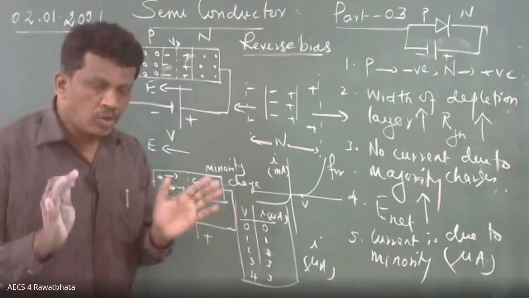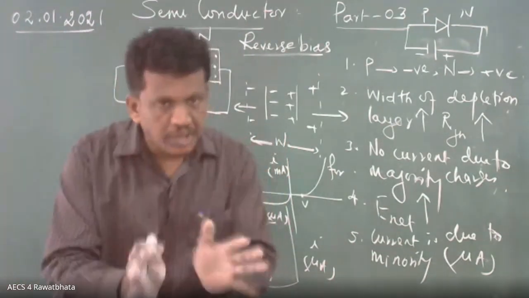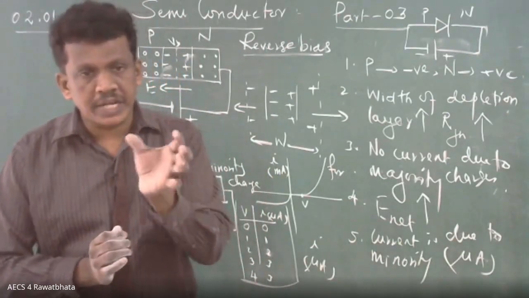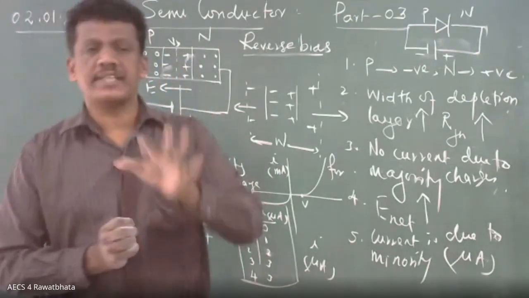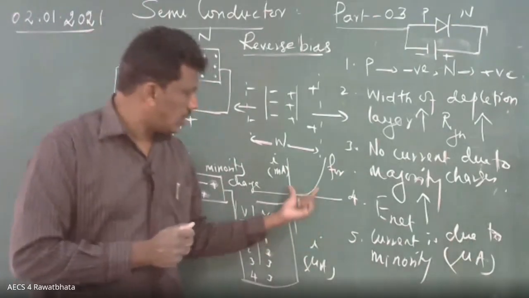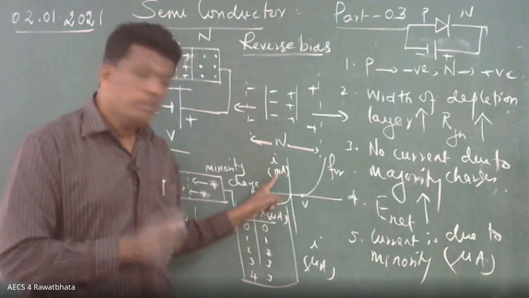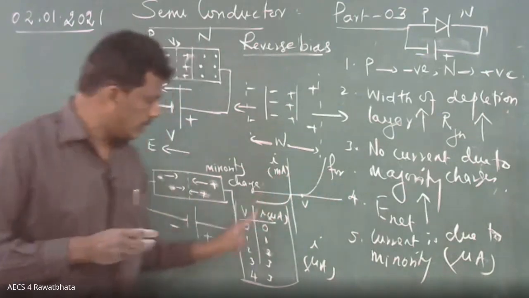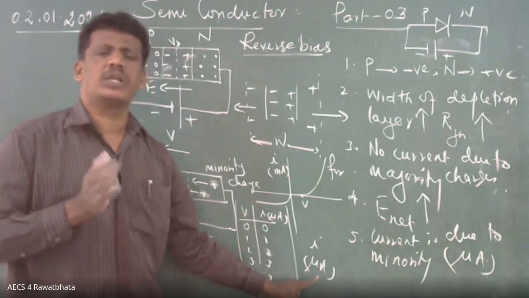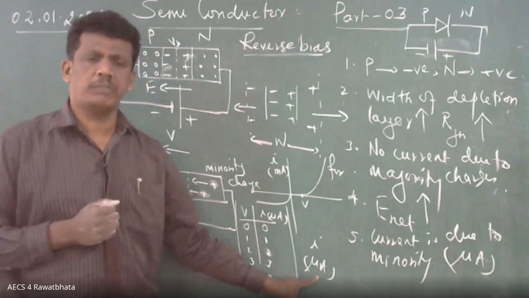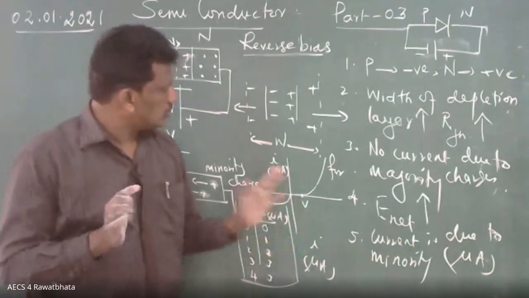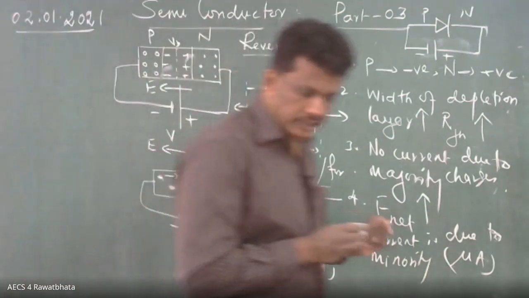So in forward bias, the current is due to majority charge carriers. In reverse bias, the current is due to minority charge carriers. So when the carriers are majority, you are getting current in milliampere. Step by step, you remember. Minority, you are getting current in microampere. Very small current. Very, very small. 10 power minus 6. Okay. So these are the things you write. Note down all the points.